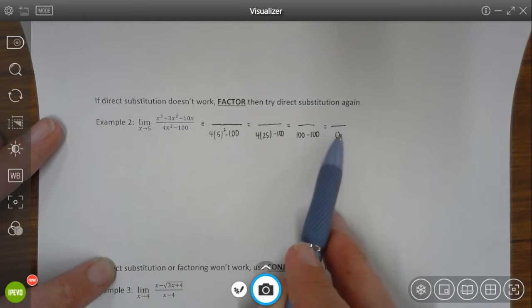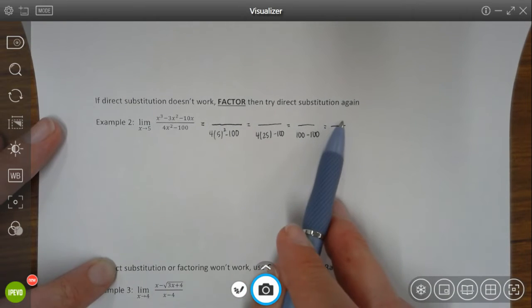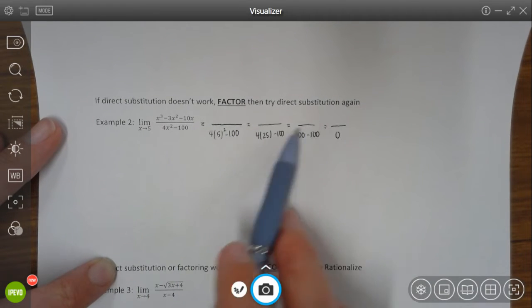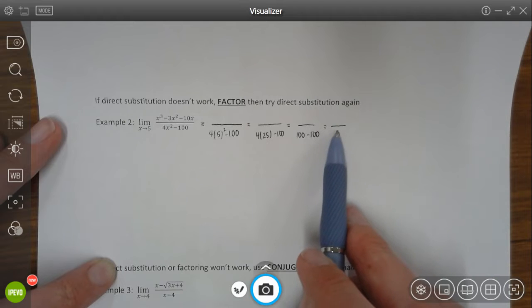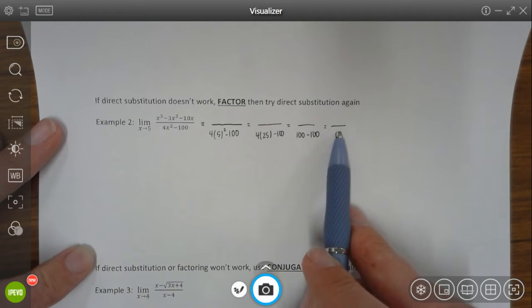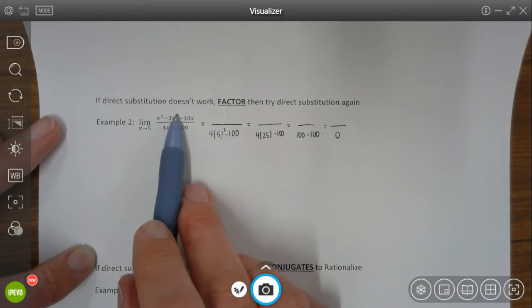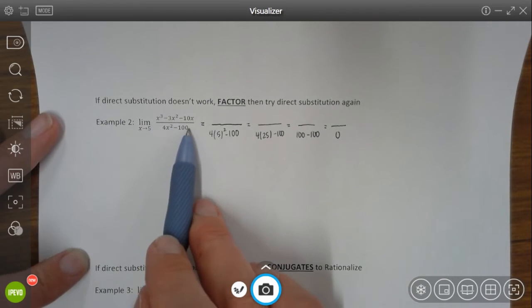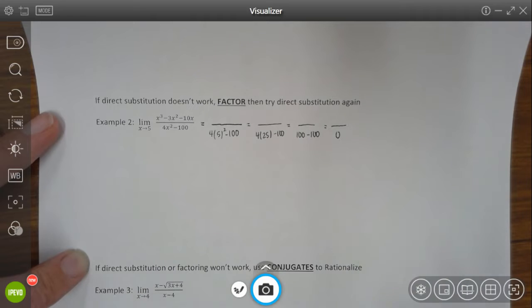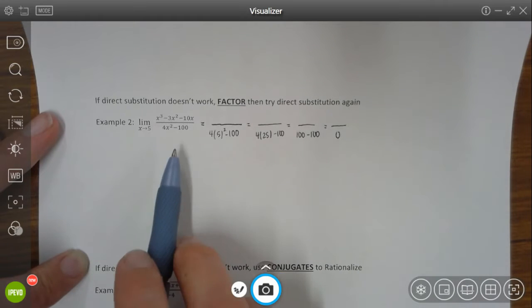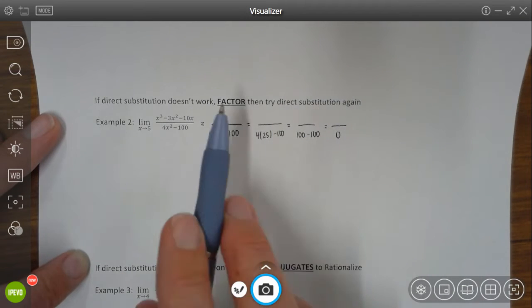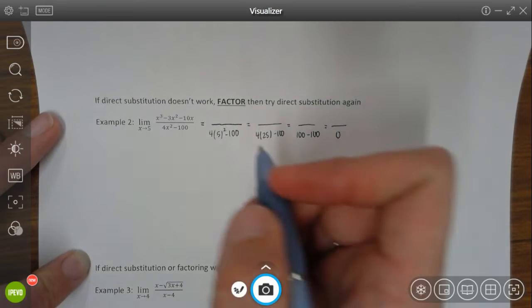So if this doesn't work, and you could plug into the top too and see that it wouldn't work either way, basically what we want to identify is that if the denominator is 0, direct substitution isn't going to work. So what I would want to try to do instead is factor something out, maybe both in the numerator and the denominator, and hope that something's going to cancel that's going to allow me to use direct substitution once I cancel out whatever the problem is.